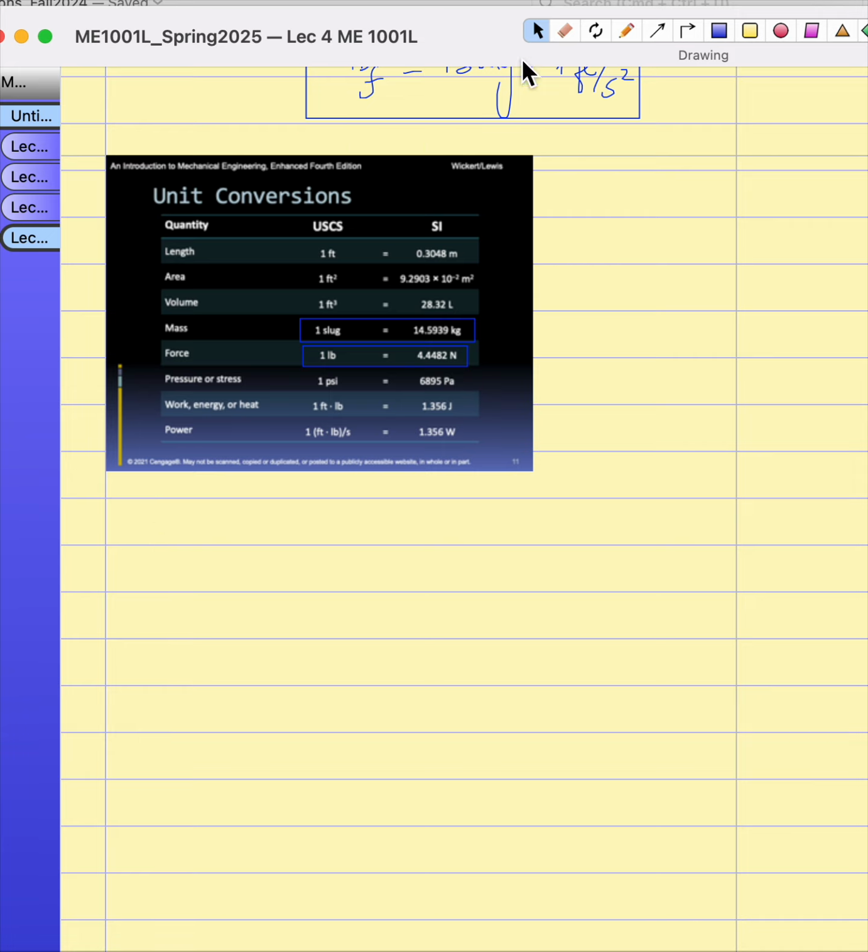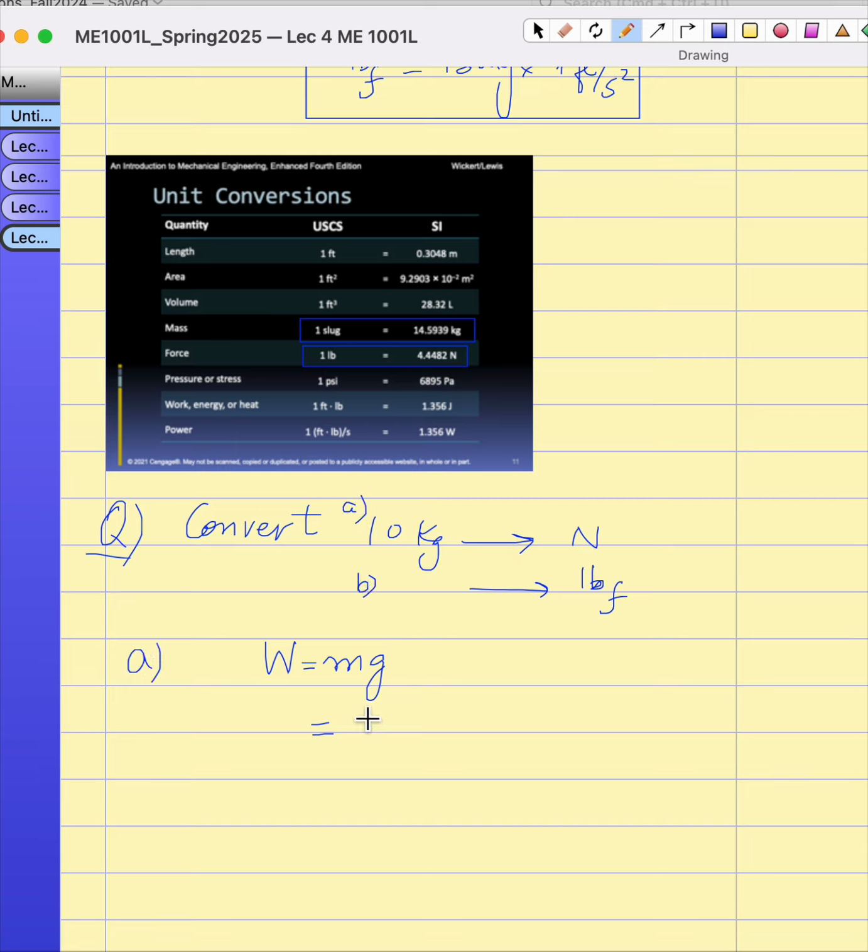This is a question: convert 10 kilograms to newtons and to pound force. So let's do this math together. We know that W equals mass times gravity. In the SI system, this is part A, and this is part B. In the SI system, mass is 10 kilograms times 9.81.